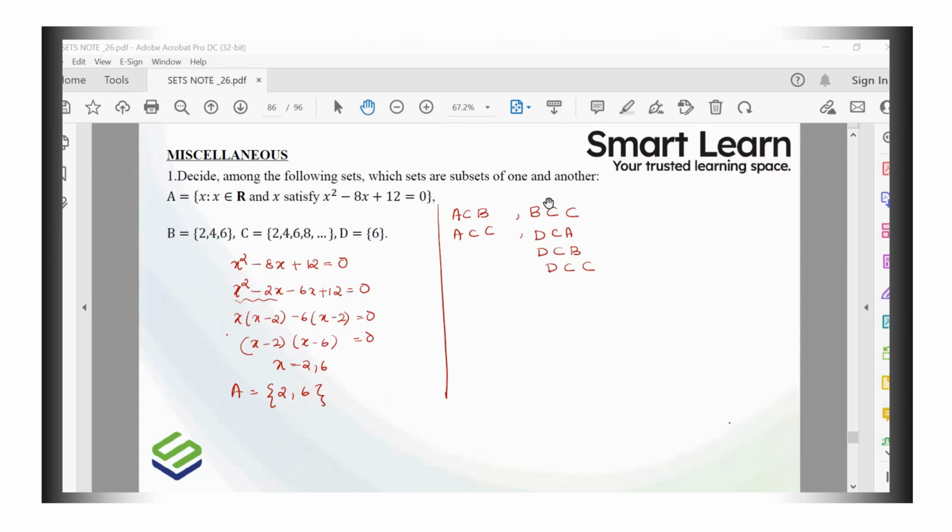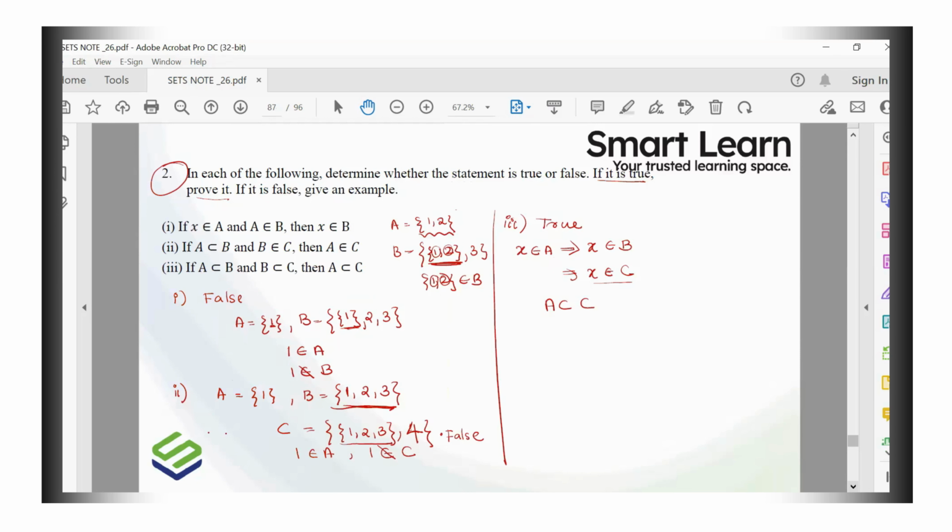So, hi children. This is the last topic, that is, a miscellaneous question. Now, this is an easy question that I am not explaining. Okay. In each of the following, determine whether the statement is true or false. If it is true, prove it. If it is false, give an example.